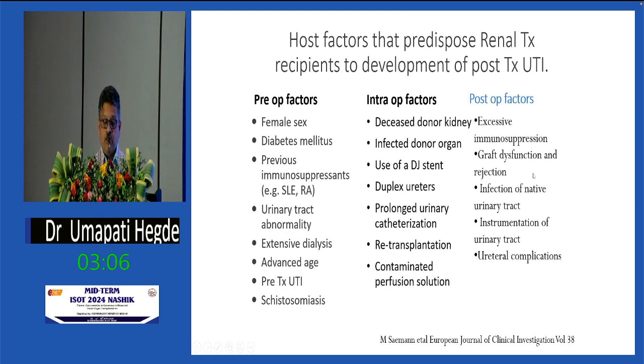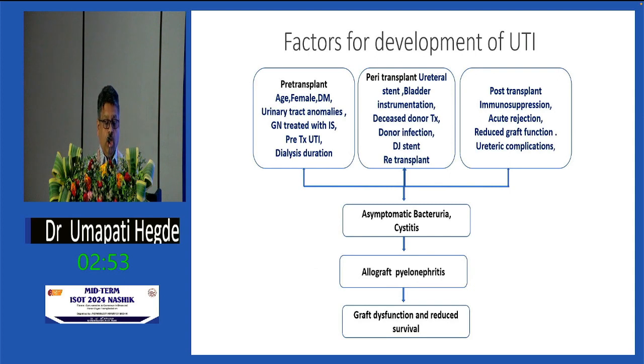Excessive immunosuppression, graft dysfunction, and treatment predispose to infections, and infection of the native urinary tract may increase the chances, and urinary complications, if present, may obstruct and lead to problems. So it is the pre-transplant factors, along with the peritransplant factors, the stent, everything, and the post-transplant factors that lead to asymptomatic bacteriuria, cystitis, and graft pyelonephritis.